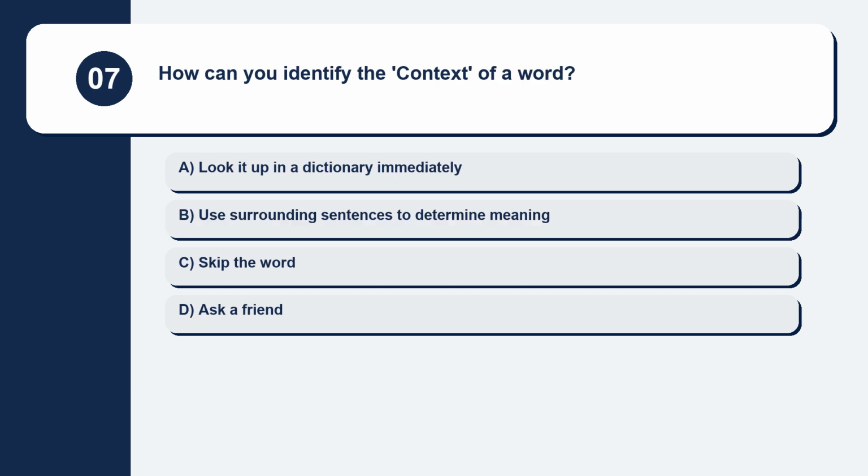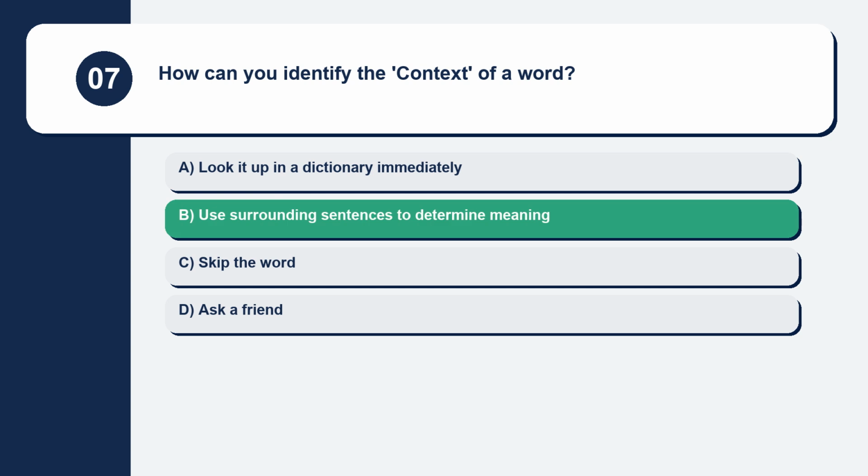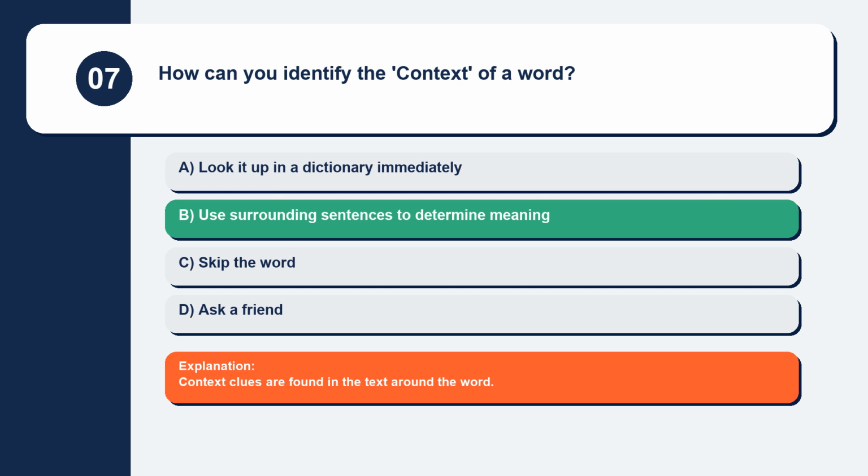Question 7. How can you identify the context of a word? Look it up in a dictionary immediately. Use surrounding sentences to determine meaning. Skip the word. Ask a friend. Context clues are found in the text around the word.